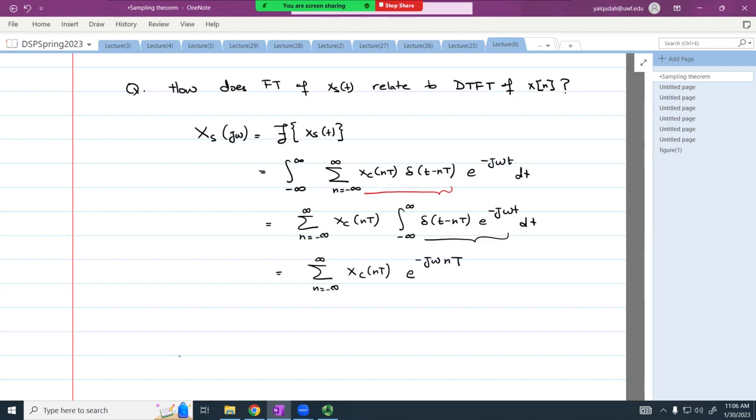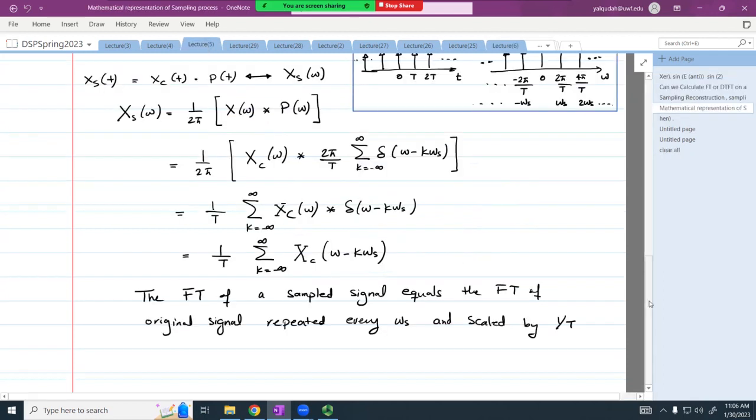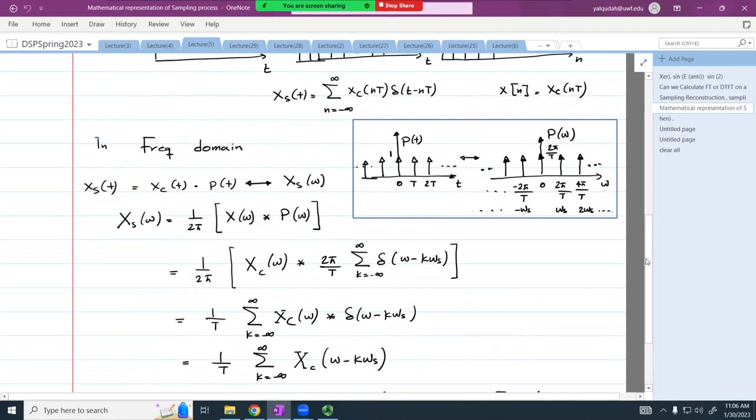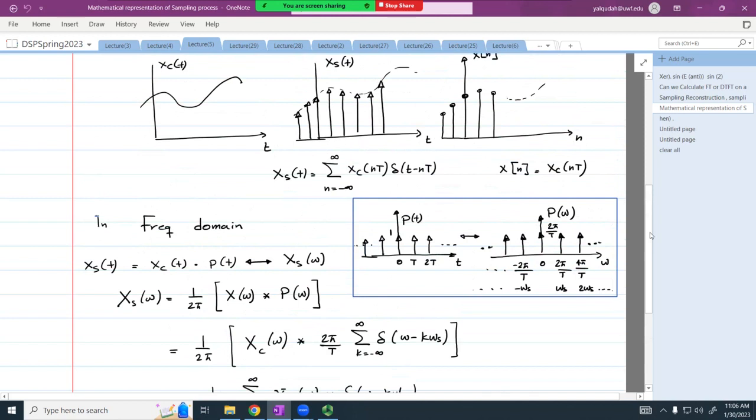What's big T here? N again is the time index. T is the sampling time. So this is a continuation from what we've done in the previous class. We took the continuous time signal, we multiplied it by the impulse train. So every T seconds we're taking a sample.